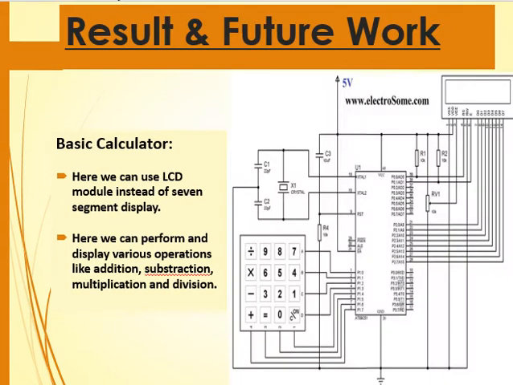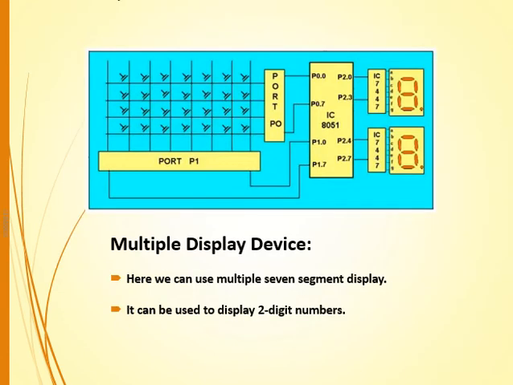The basic calculator we built does multiplication, subtraction, and addition. These are 16-bit. We have kept 0 to 9, ten digits, and four keys for the operations plus, minus, multiplication, and division, one for equal to, and one for switching on and clearing the bits of the calculator. This is the overall block diagram of our design.